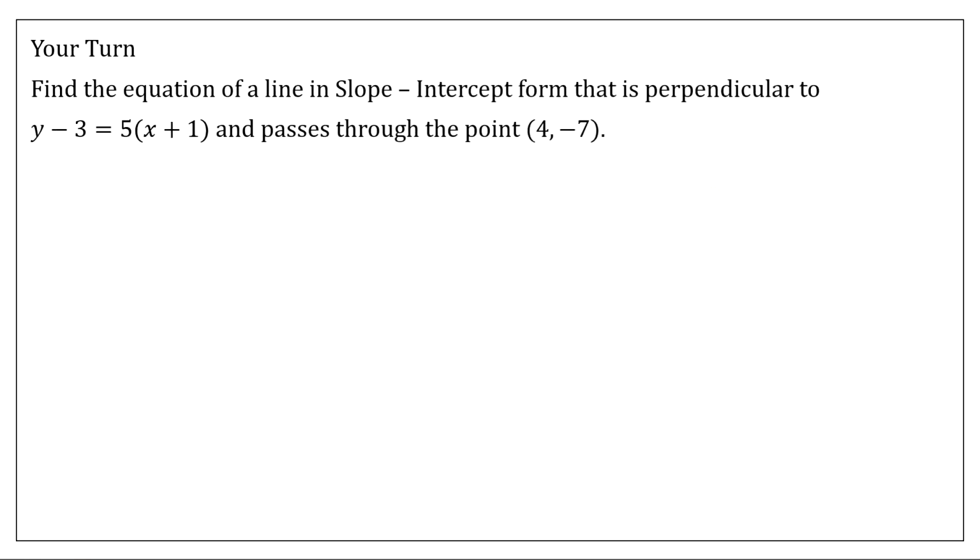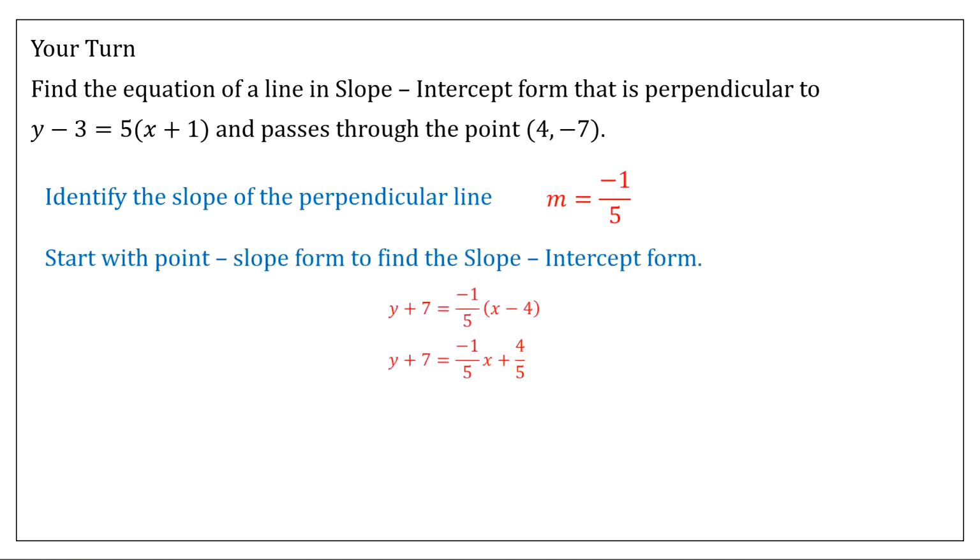Problem for you to try. Again, I want it in slope-intercept form. So work it through, see how you did, and then come back and check your work. Okay, here we go. We've identified the slope. The slope has to be the opposite reciprocal of 5, which is going to be negative 1 over 5. Again, we start with point slope form because it's just the easiest way, I think, to get back to slope-intercept. We had y plus 7 equals negative 1/5 times x minus 4.